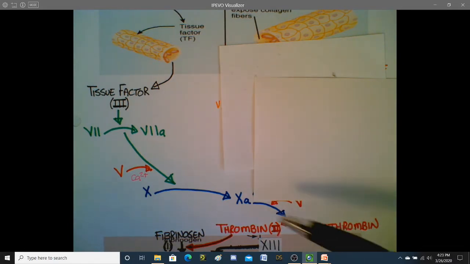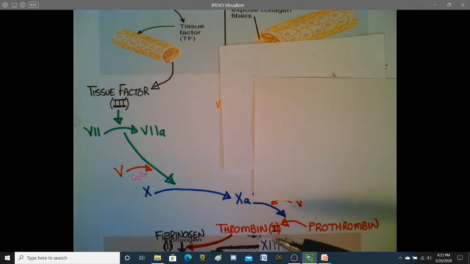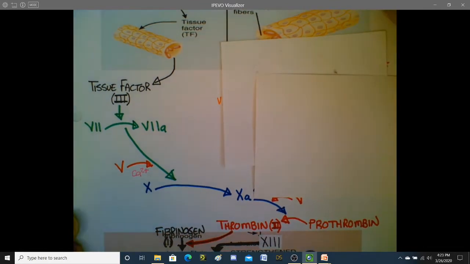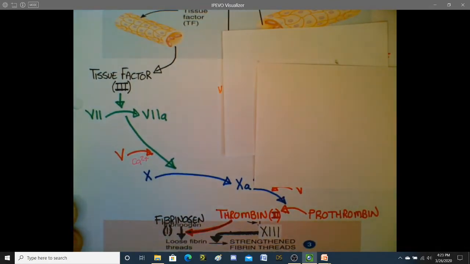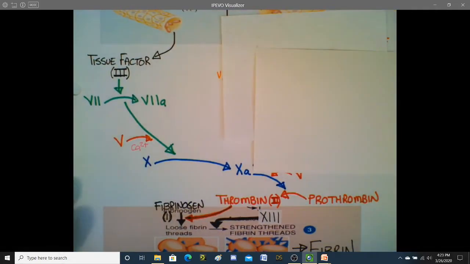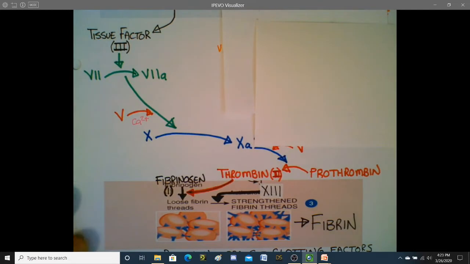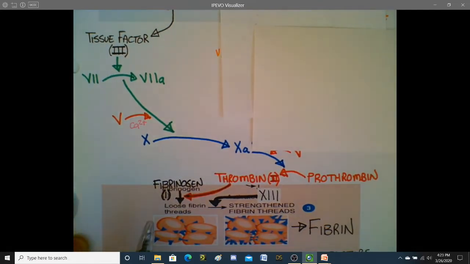So prothrombin becomes thrombin because of the active 10. All right. Now, thrombin, clotting factor 2, is then going to activate clotting factor 1. Clotting factor 1 is called fibrinogen, and fibrinogen is going to be activated to form the actual blood clot called fibrin. Fibrin is the active form of clotting factor 1, fibrinogen.